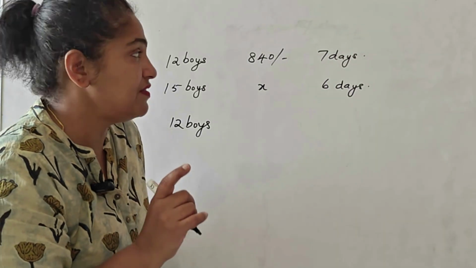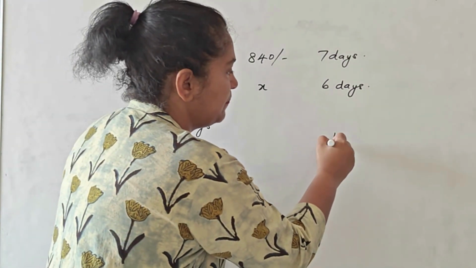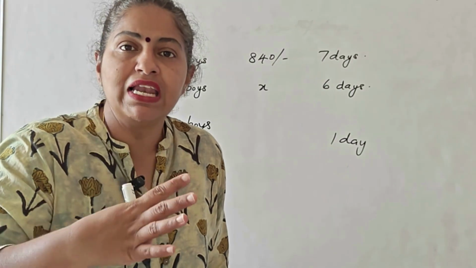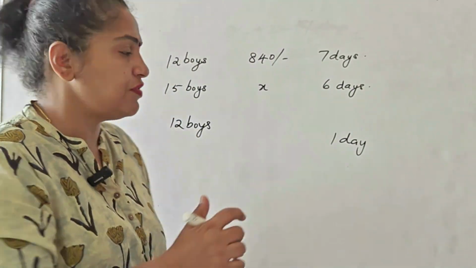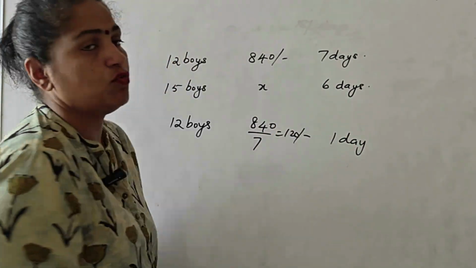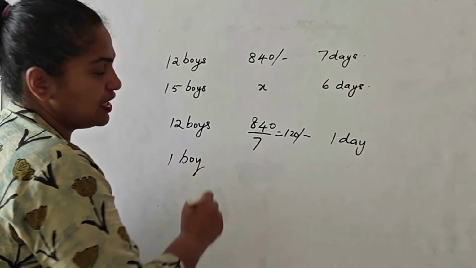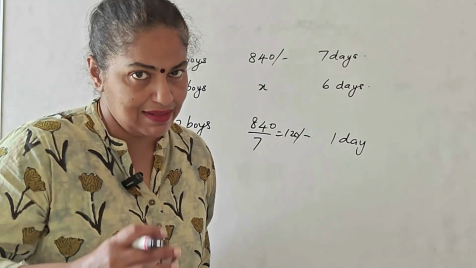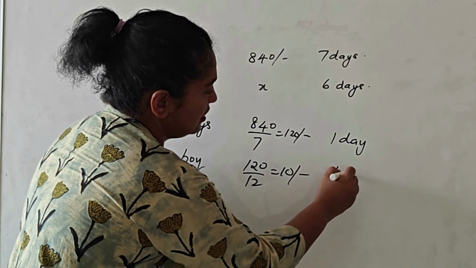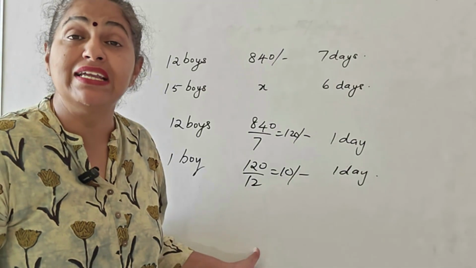if 12 boys are working not for 7 days but they are working only for 1 day, how much money will they earn? Will they get more money or less money? It is obviously less money because they are working for lesser number of days. So it is 840 by 7 giving us 120 rupees per day. That is for 12 boys. If there was only one boy who was working, will he get more money or less money? Lesser money. So 10 rupees in 1 day. So one boy working for 1 day will get 10 rupees.